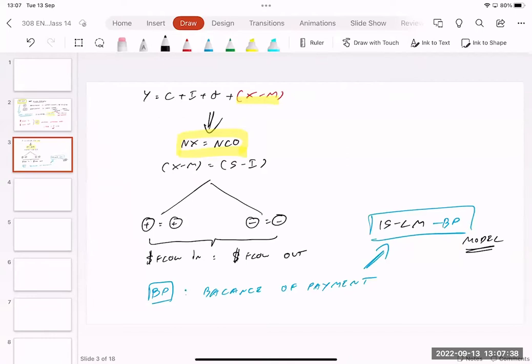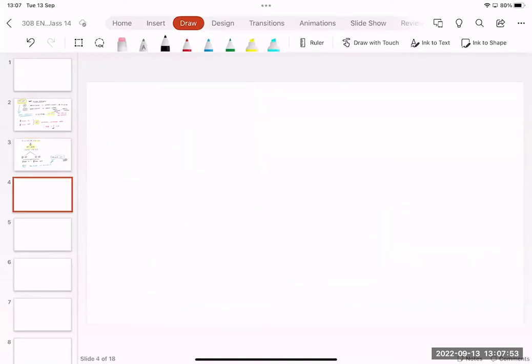And you should know that BP comes from balance of payment, and balance of payment means the money flow in equals the money that flows out, which comes from NX equal to NCO. Okay, this is what you should know. So this is the idea. Let's start with the main theory.